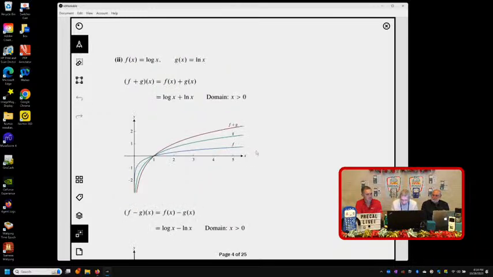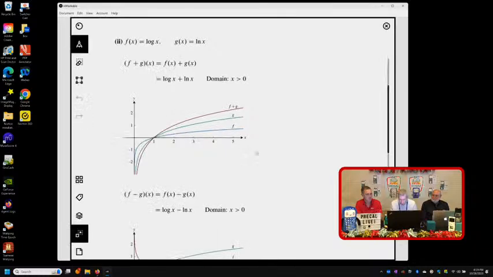Cool. I'm going to do one more before we try a little bit of technology, and there's some interesting things that happen with these two functions. So we've got f equal to the log base 10 of x. We've got g equal to the natural log of x. And let's try the same four things. Think about the domain. Think about these graphs.